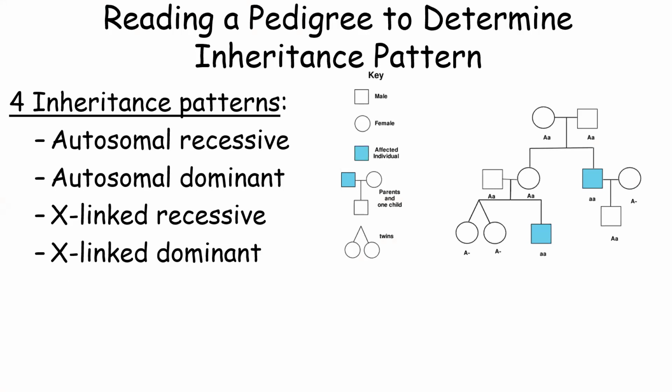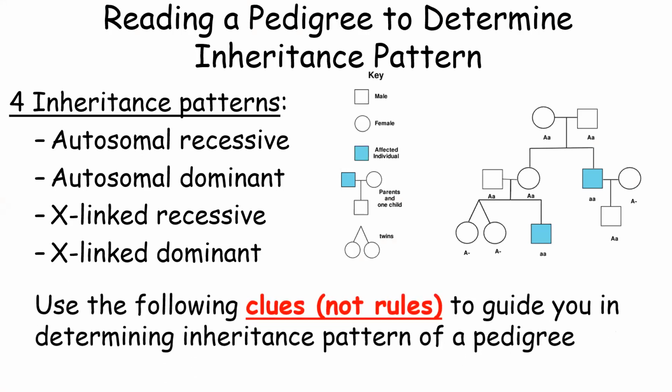X-linked dominant is super rare. Not many diseases work that way. Most X-linkage are recessive traits. So what I'm going to go through right now are clues, not rules. They're clues. They don't always hold true, but they're great clues at giving you guidance of where to start in trying to figure out the inheritance pattern.